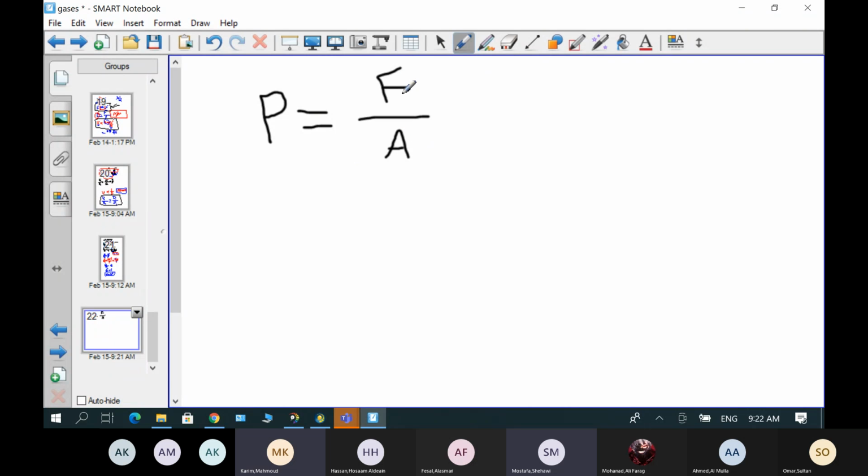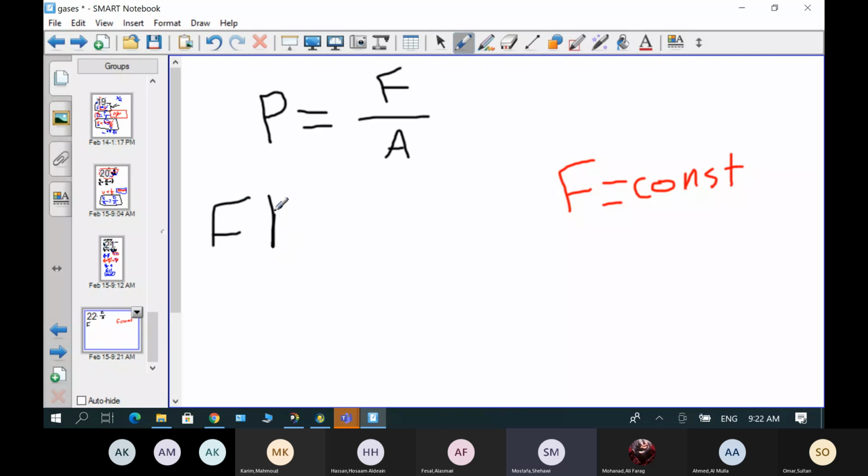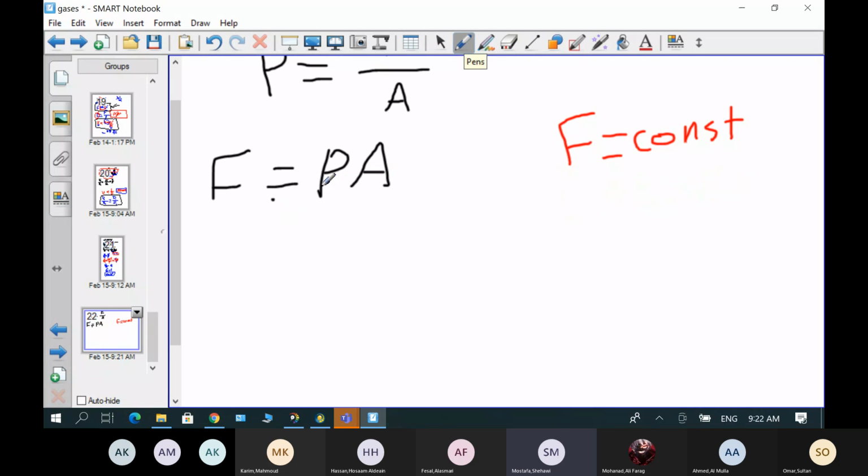So if you have the same force, if force is constant, similar to the density one, so you can retype it like this: force equal pressure multiplied by area. So if force is constant, then pressure is inversely proportional to the area, because they are multiplied and equal a constant.